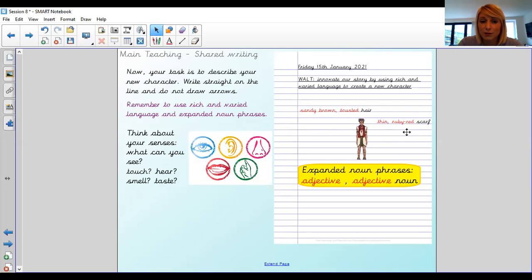Your task is to describe your new character. Write straight on the line. Try not to use arrows, you don't need to. Just write around the character on the lines, okay? But remember, we're trying to use rich and varied language. So if you're at home or at school and you've got a thesaurus, it would be really nice to use those to help you find some synonyms for words. So perhaps you could look up thin and improve that, find a different word for that. Or you could look up tousled and see what that means, okay? And try and find some really rich language to use in your descriptions today.